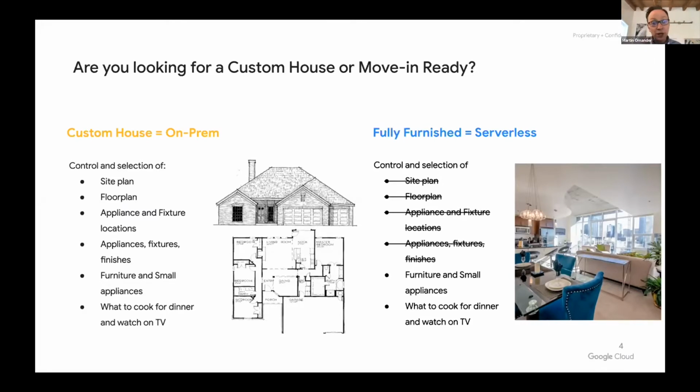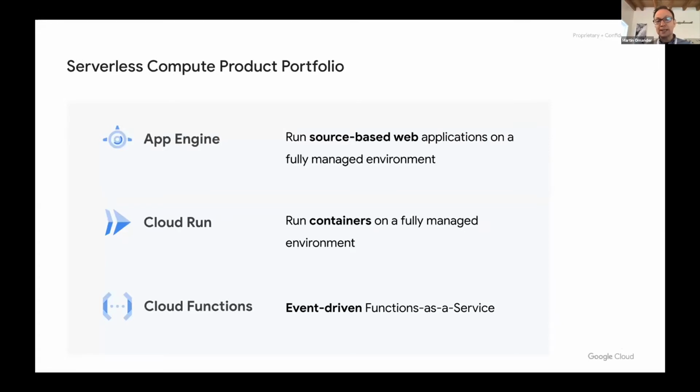Now, as we heard Alan talk about earlier, and Brian brought this up too, for serverless computing in Google Cloud, you have 3 products: App Engine, Cloud Run, and Cloud Functions. I'll go into a little more detail about what these do, but basically App Engine is for web applications. Cloud Run is if you want to do web apps, but you like containers.